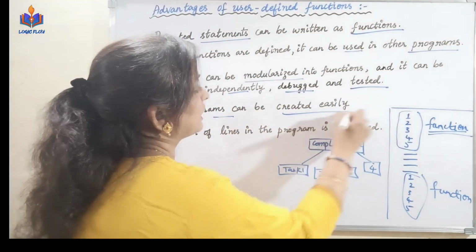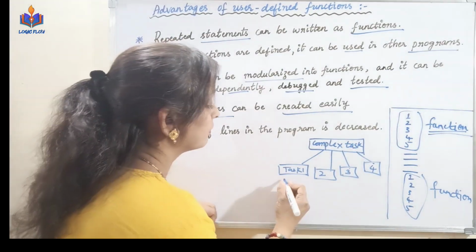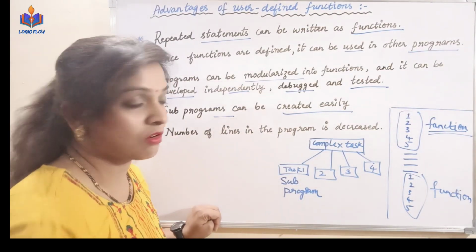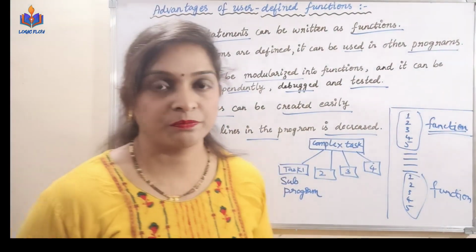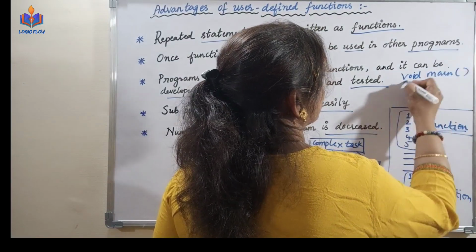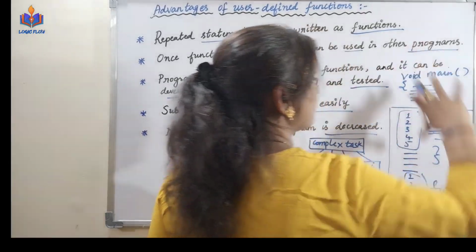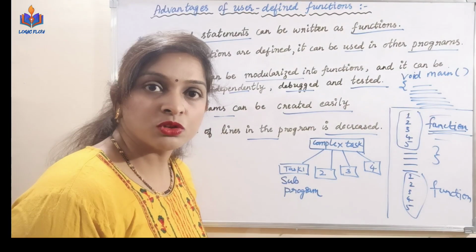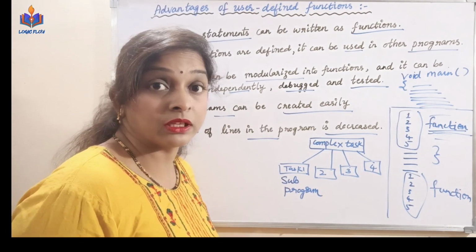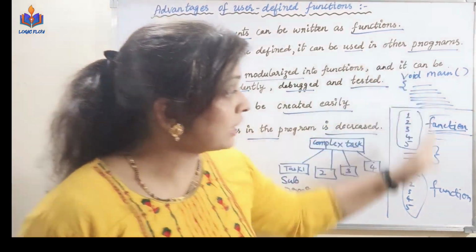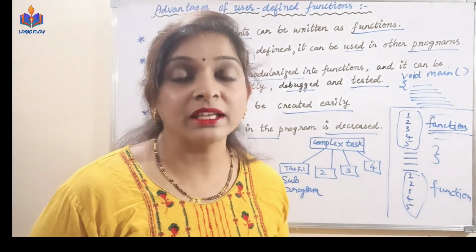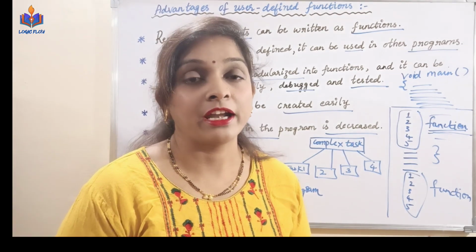Then subprograms can be created. Those small tasks, I now call them subprograms, parts of the program. Subprograms can be created easily. Divide and conquer. The number of lines in the program is decreased. Just imagine writing 100 to 200 lines in one single main function. It's very difficult for the compiler to debug the errors, and it is very difficult for the user also to handle 100 to 200 lines of program. I'm just telling you 100 to 200; it can be more than that also. So what we do? We divide it, so the size of the main program decreases. And I can treat individual small programs, debug them and test them independently. That is the idea behind the function.